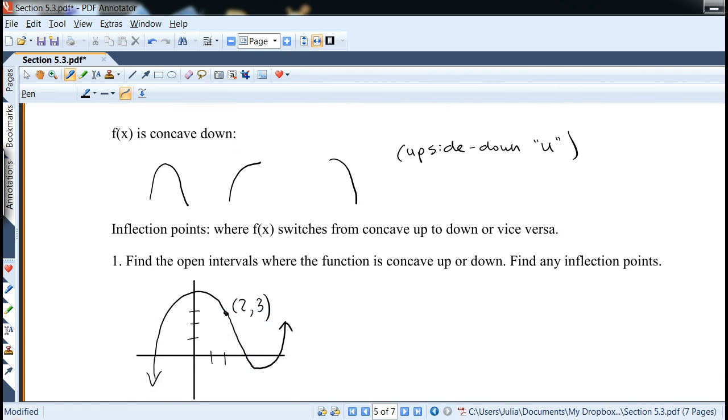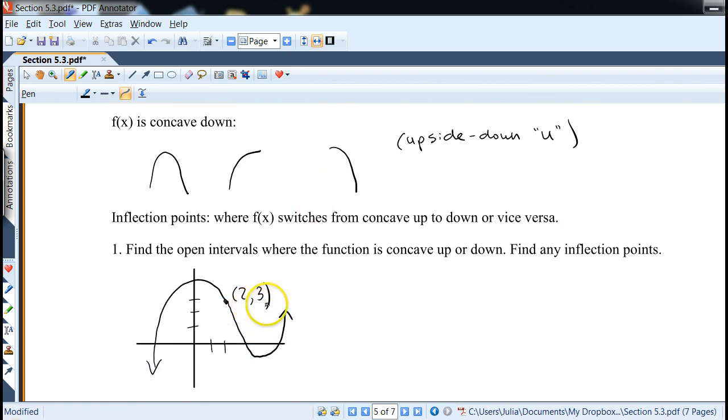So for example, it's very easy to see concavity intervals on the graph. Now take a look at this one. It's actually concave down all the way up to (2, 3). This point is actually labeled. And notice how it switches all of a sudden and it becomes concave up at (2, 3).